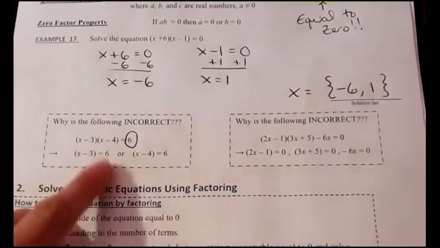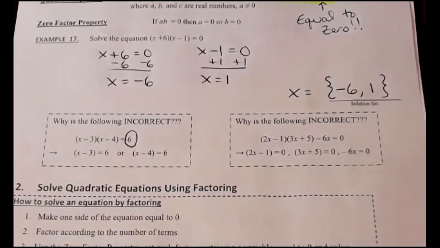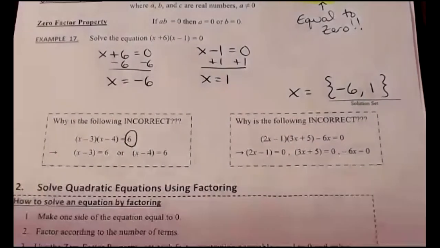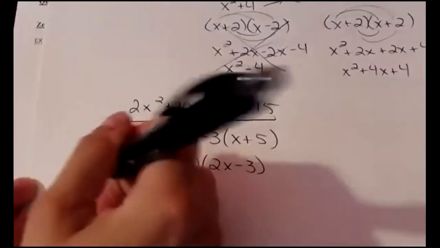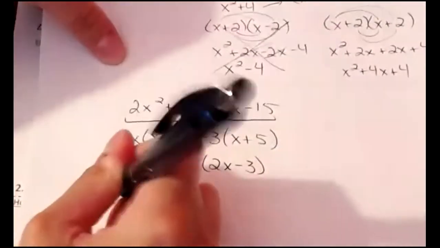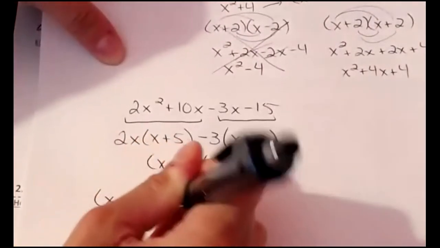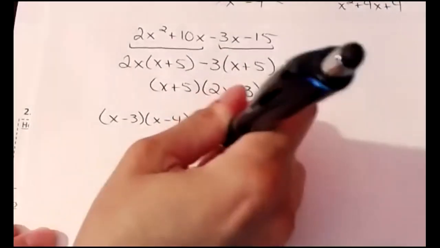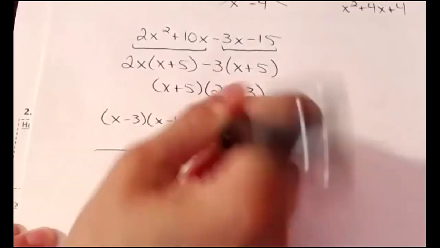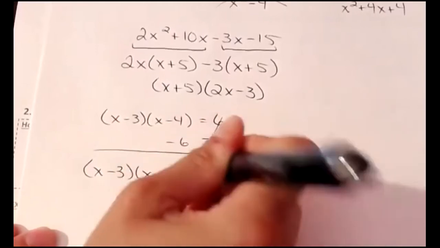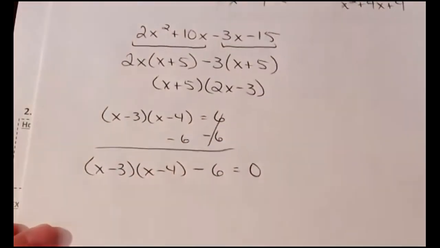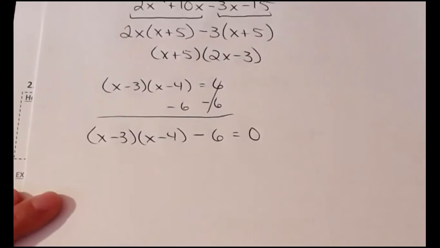What you would do to fix a problem like this, does anyone know? How might you fix a problem like this? Subtract 6, put it over on the other side. Yeah, you would. So for instance, we had (x - 3)(x - 4), and it's equal to 6. You said, well, we would fix that by bringing the 6 over. Now, the only issue here is that when I bring that 6 over, man, does this look ugly. This looks hideous. It looks disgusting.